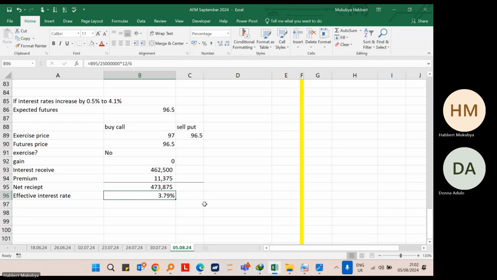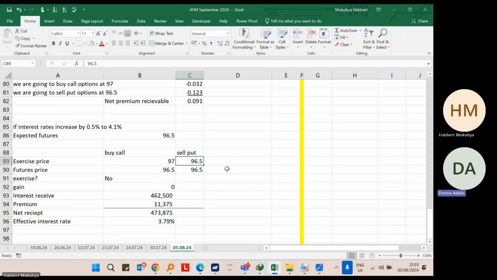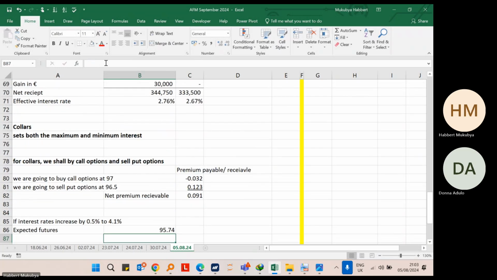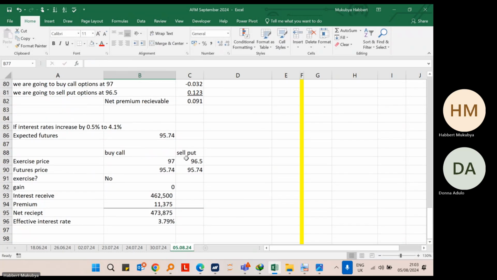But there is something which we need to also consider, because we need to also consider this person of the put, because for this person of the put, the future price is 96.5. If you have an option to sell, no, not 96, is it 96.5? Let's see where that comes, where I'll put that. No, 95.74.